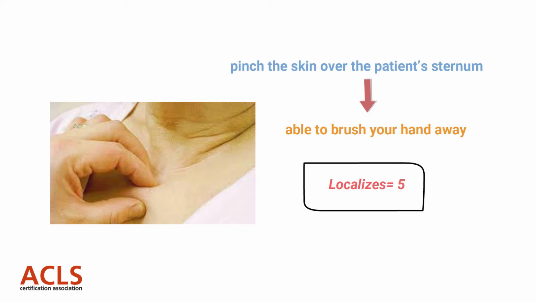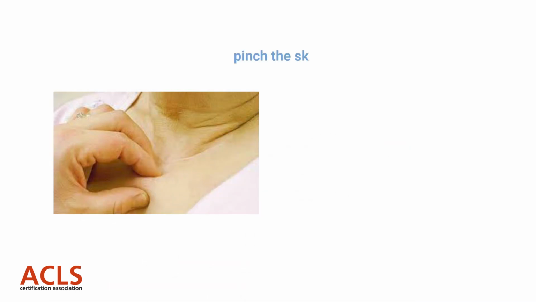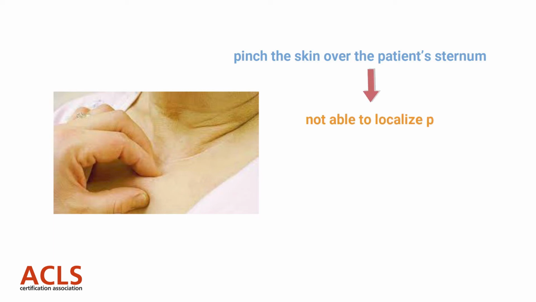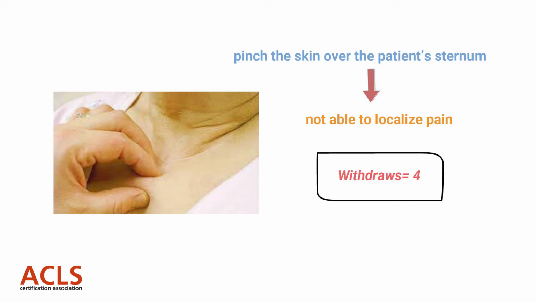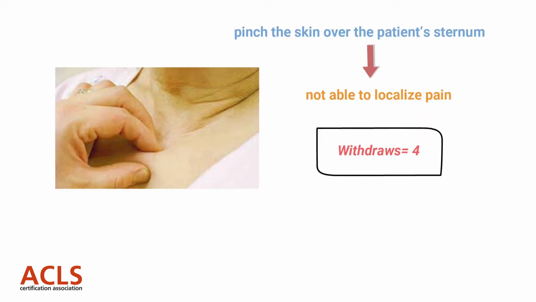The next step is called withdrawal from pain. What would happen there is you go in and pinch that same spot on their sternum, and they just kind of move or turn or rear back or raise up in the bed. They're just withdrawing from the pain, but they're not able to localize the pain and actually push your hand away. So that's worse. They get less of a score if they're only able to withdraw as opposed to localize.